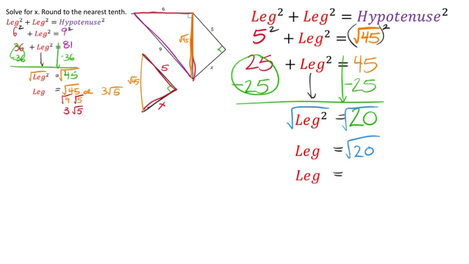The leg then, according to my calculator, is 4.472135955. So that's the ugly decimal. What we want is the rounded decimal. At the top, it says to the nearest tenth. So the tenth is where the 4 is. To the right is a 7. Since it's 5 or more, we're going to have to add 1 to the 4, making this leg in the end 4.5. And I don't see any labels there.